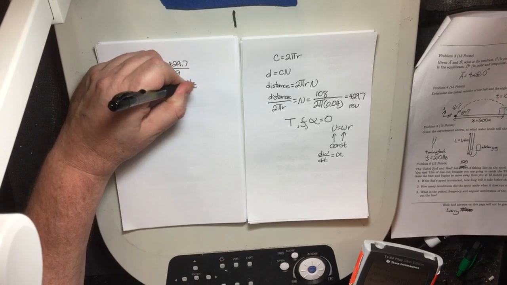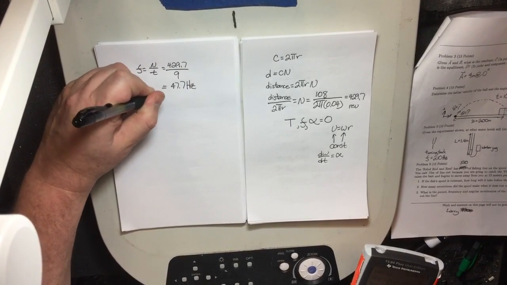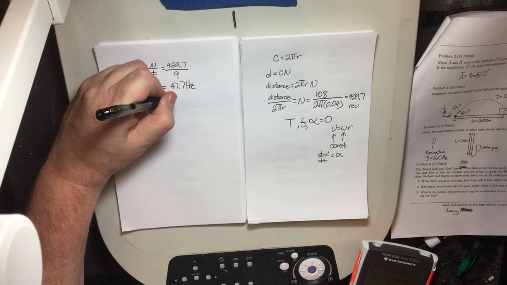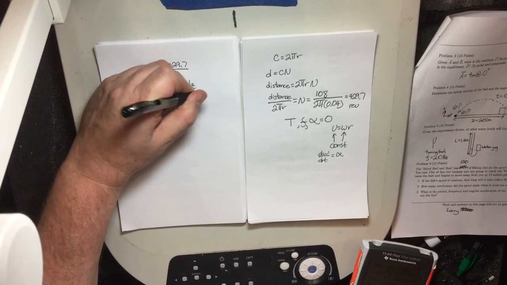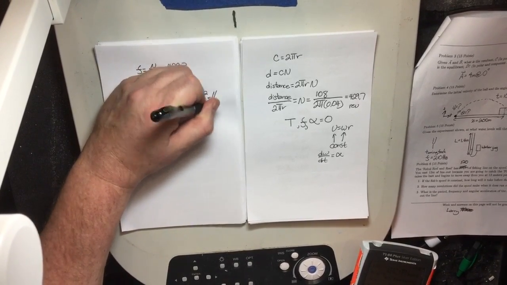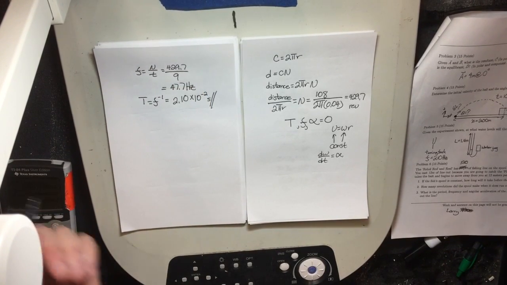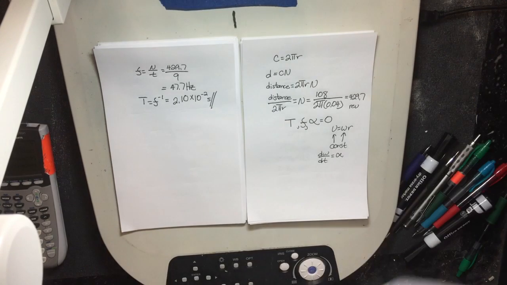.7 hertz. The period, which is inverse frequency, gives it 2.10 times 10 to the negative 2 seconds. And that's problem 6, and that is the end of the Larry version of Summer 16 final.